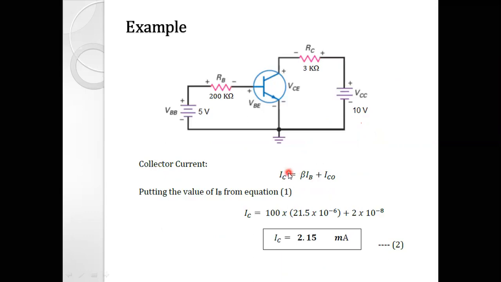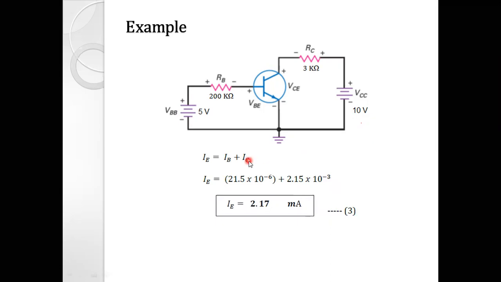So we can easily find IC just by substituting beta from the statement, IB from the previous slide, and ICO from the statement. So IC is equal to 2.15 milliampere. This is the second current we have found. Now moving to the third current, which is very simple, because IE is nothing but IB plus IC. We have calculated IB and IC, so just add these two currents and we get IE. IE is equal to 2.70 milliampere.